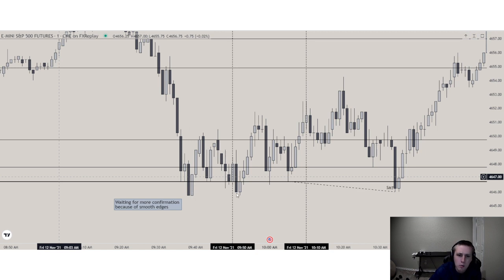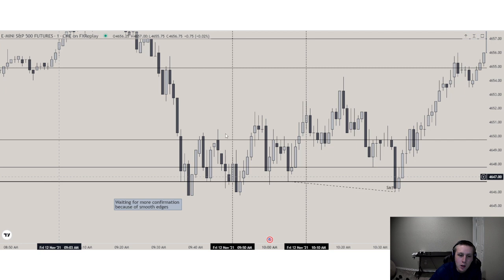And we're just waiting. I would like to see a more meaningful SMT. So I'm going to wait, and I'm just going to see what ends up happening. So right here, we put in smooth edges within the market. I want to see a more meaningful purge on liquidity here before I really look to get active.